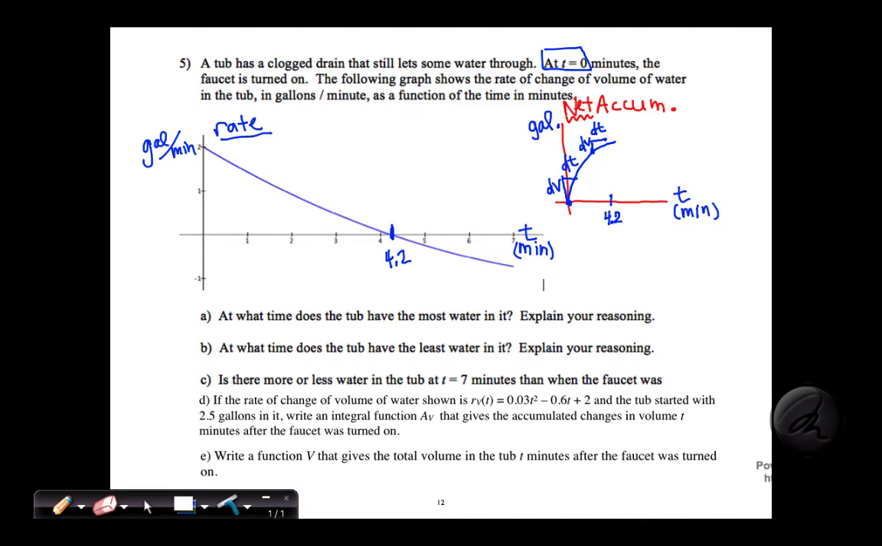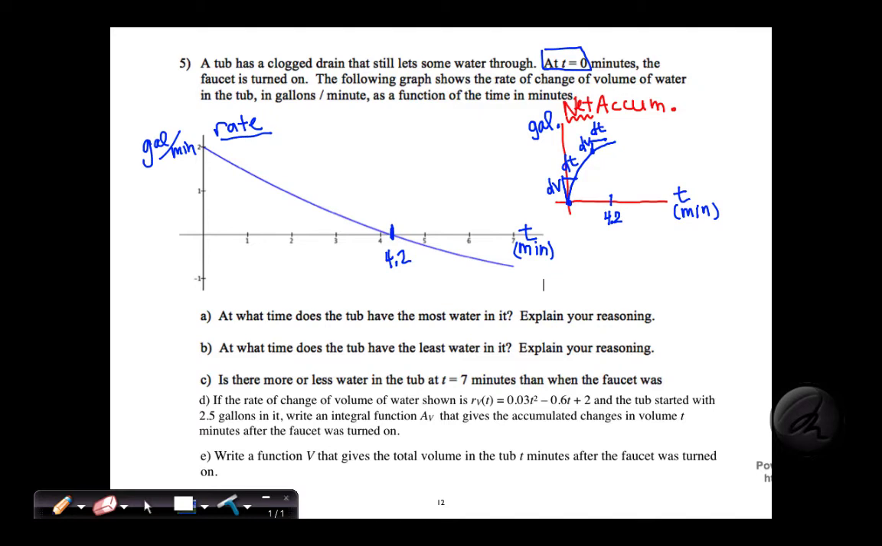So however much water was in the tub at the beginning, I don't have that in this picture. I don't know how much there was that was sitting there backed up. All I have is net accumulation, what happened after I turned on the faucet. So that's why we started at 0. So let's see. Question B asks, at what time does the tub have the least amount of water in it? And C asks, is there more or less water at time 7 than when the faucet was turned on? I don't know where the rest of that sentence went.